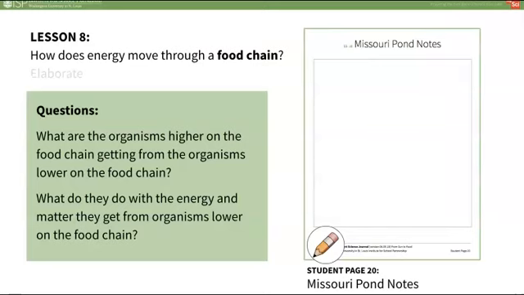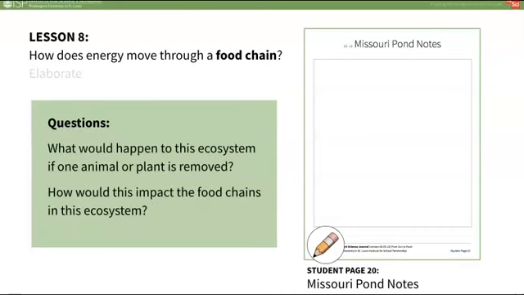Next, pose the following discussion questions to students and allow them to discuss in small groups. Then, share out to the whole class using a strategy like discussion diamond or graffiti talk. You could use Missouri Pond Notes on student page 20 for discussion recording purposes. At this point, students should understand that organisms higher on the food chain are getting matter and energy from the organisms that they eat. They should also notice that they use the energy and matter to move, grow, and stay warm.